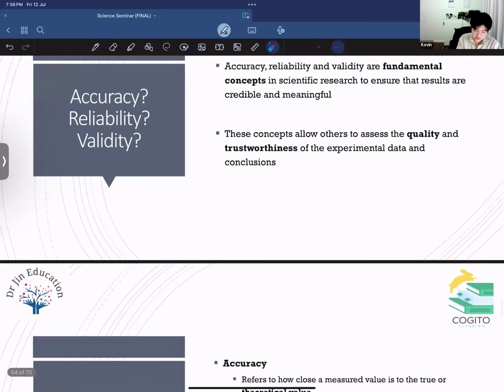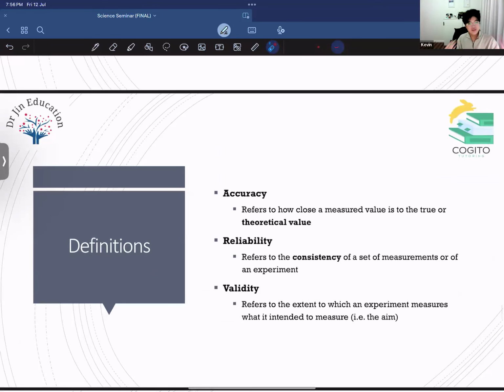So let's have a look. Start with definitions. Accuracy refers to how close a measured value is to the true or theoretical value. How close is it to the theoretical value?